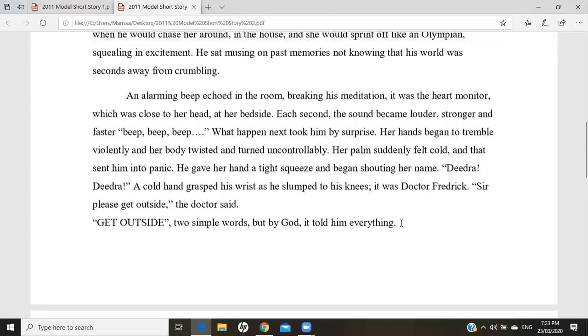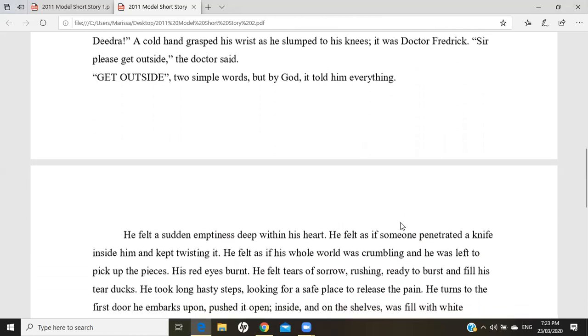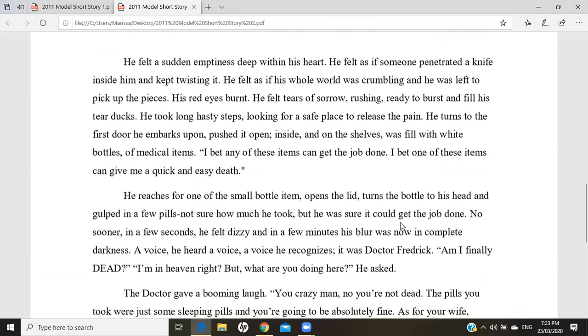So this is the climax of the story. We don't know what's going to happen. What do y'all think is going to happen? Death. I think she died. Let's say she died. Yeah, she kicked the bucket.